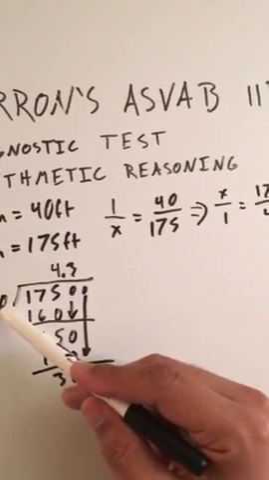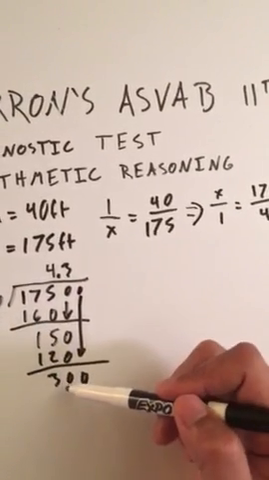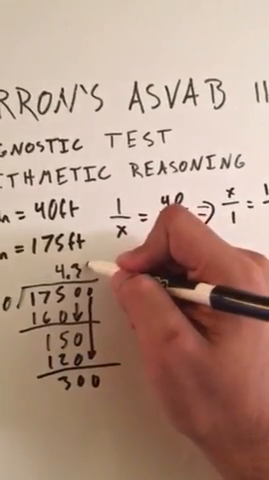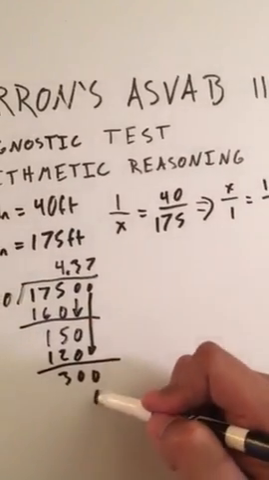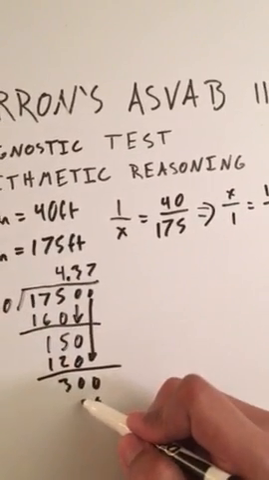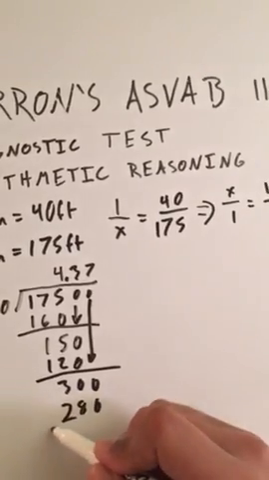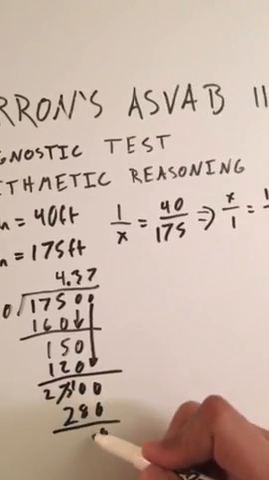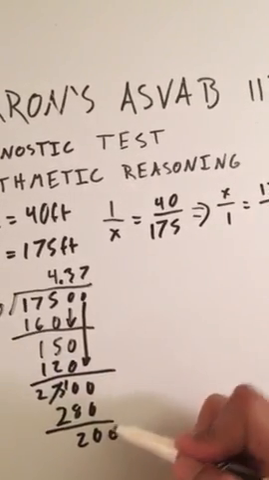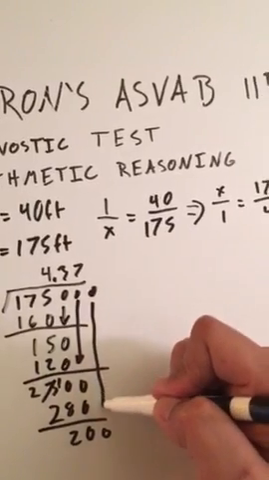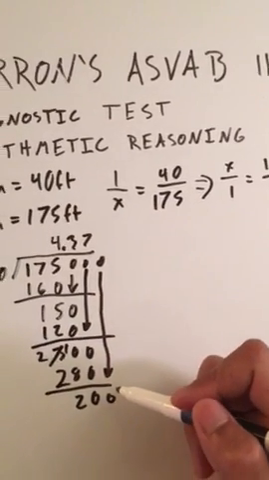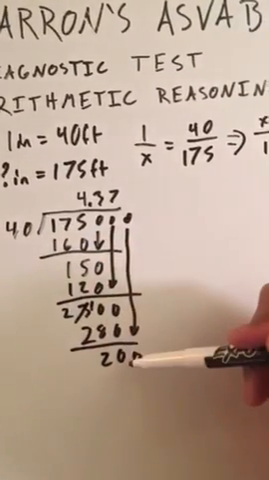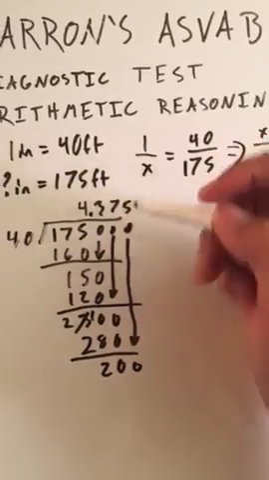40 goes into 300, or 4 goes into 30 7 times. 7 times 0 is 0. 7 times 4 is 28. 10 minus 8 is 2. 40 goes into 200, or 4 goes into 20 5 times.